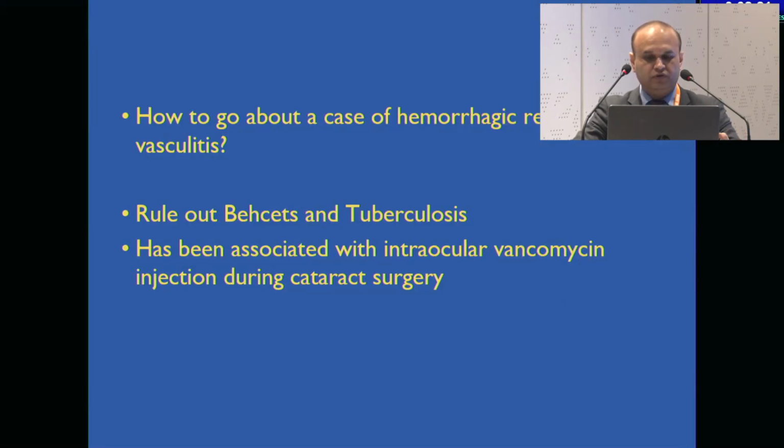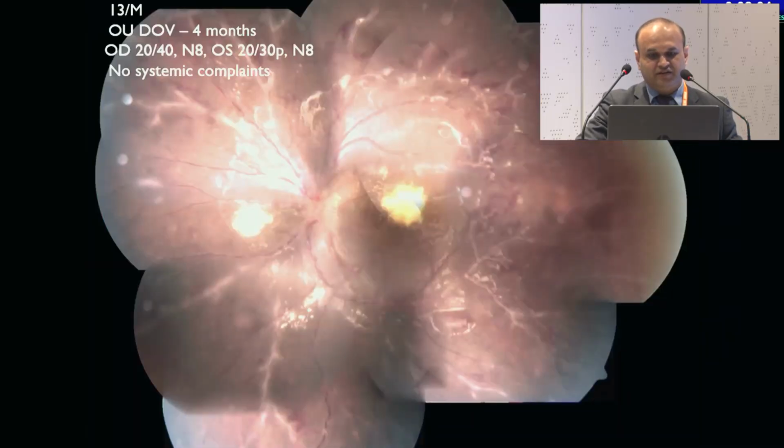Now, how do you go around a case of a hemorrhagic retinal vasculitis? You rule out TB and Behçet's, and then you see if, also remember, not now but a few years back, we were seeing a lot of these hemorrhagic vasculitis, which was a reported complication of intraocular vancomycin. So take a good clinical history as well as drug history in these cases.